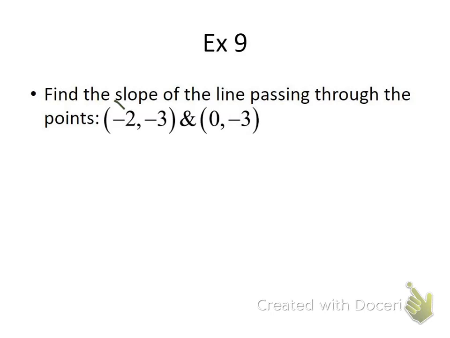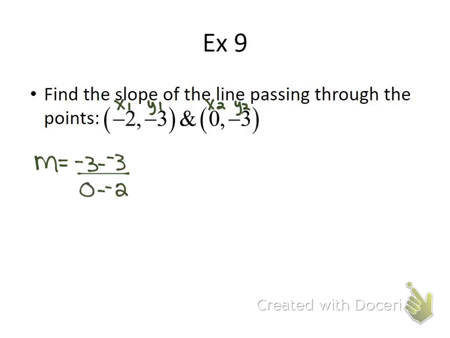Who's got this one? I do. All right, Ben. Okay, so I'm doing it on 8 because it's the last problem I put on 9. M equals -3 minus -3 over 0 minus -2.